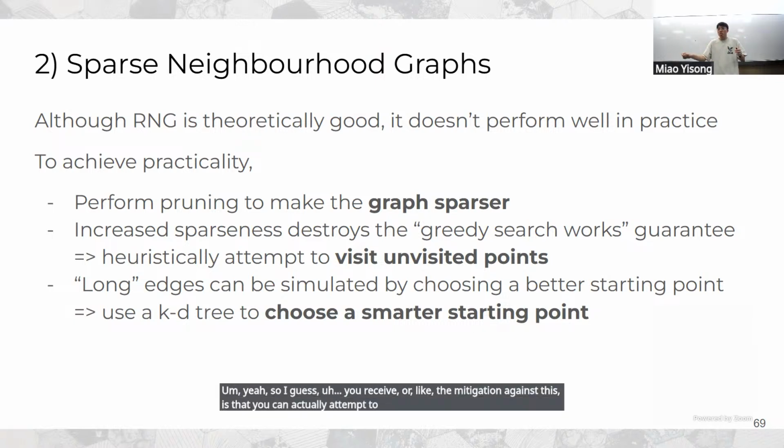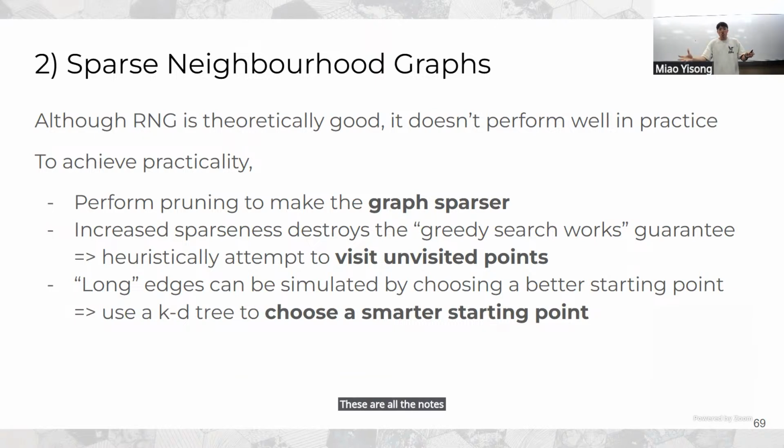The heuristic, or the mitigation against this, is that we can attempt to visit unvisited points. After we have visited all the nodes in the SNG, the sparse neighborhood graph, we can visit the unvisited points again.